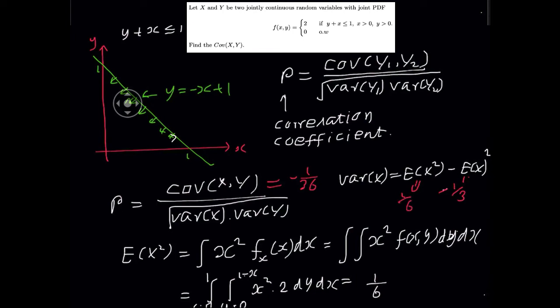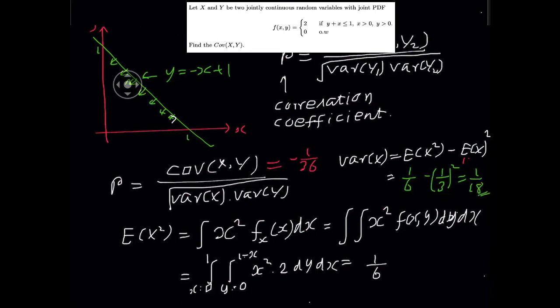Now we need to find the variance of y. Okay, before we go, I forgot to tell you, now we know these two values. Let me use the green color. Expected value of x to power 2 is 1/6, and expected value of x was 1/3, then to power 2. So once you simplify this, you will get 1/18. So this is the variance of x.